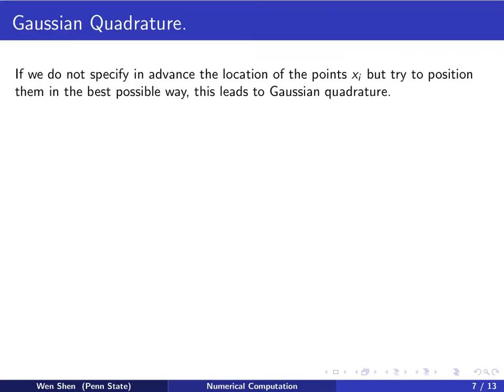The previous two examples we gave are examples where the points xi are given in advance, and then one tries to find an integration quadrature for it. Now we can change the idea and say that the locations of those points are not specified in advance, but then we try to find them in an optimal way such that the accuracy is as high as possible. This idea leads to Gaussian quadrature.